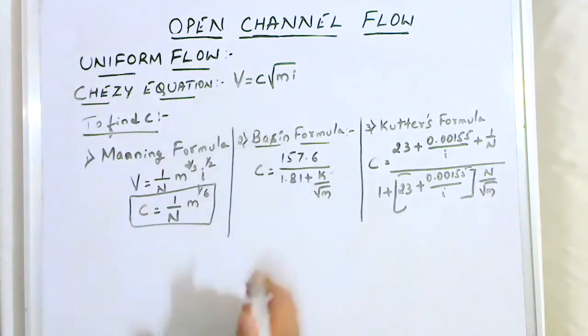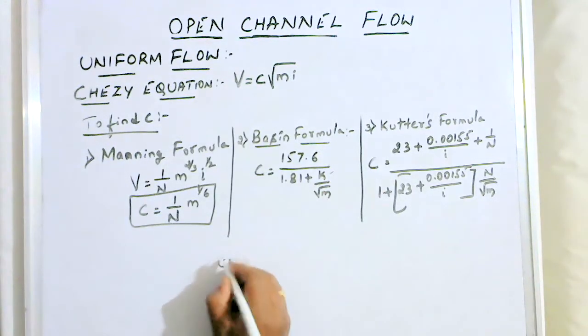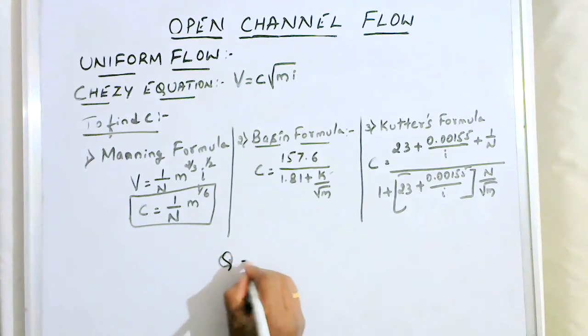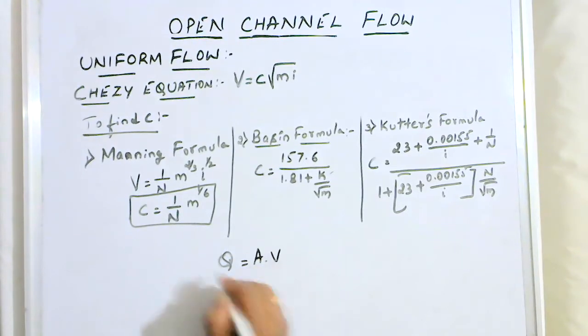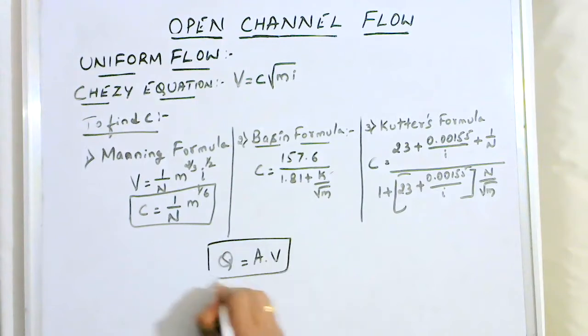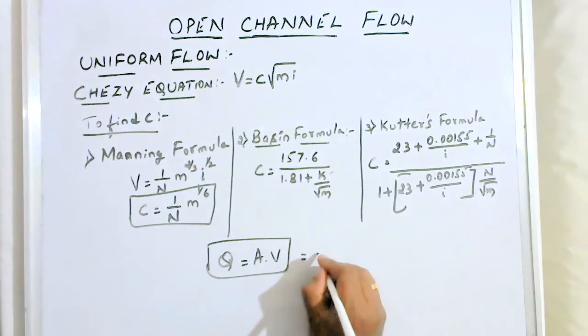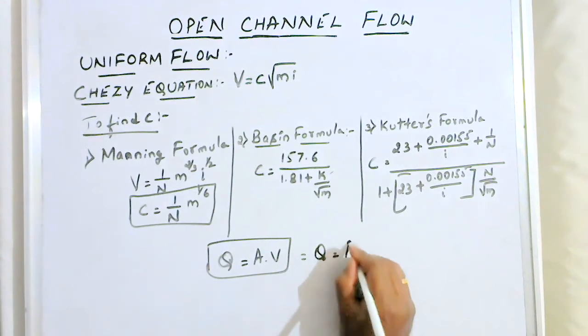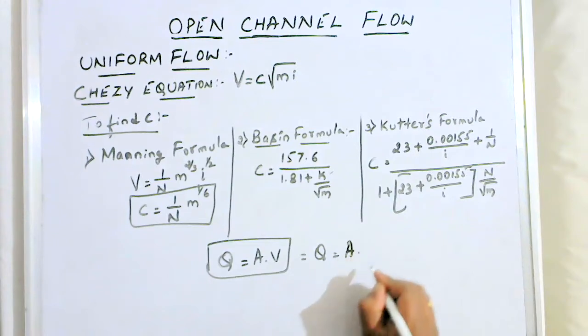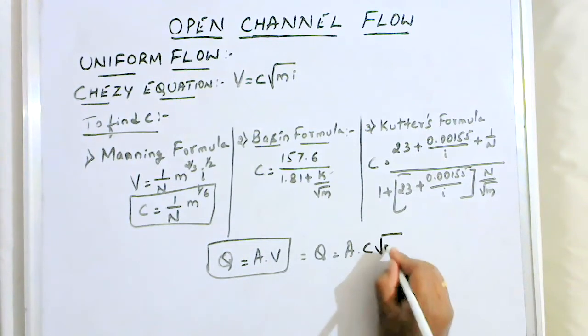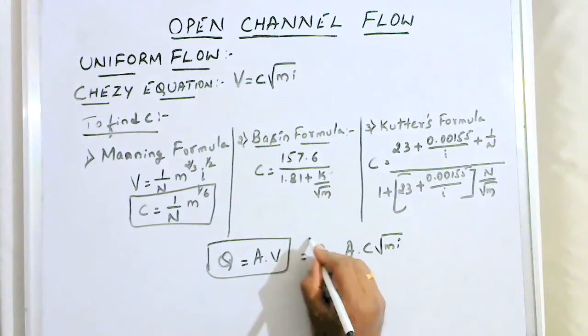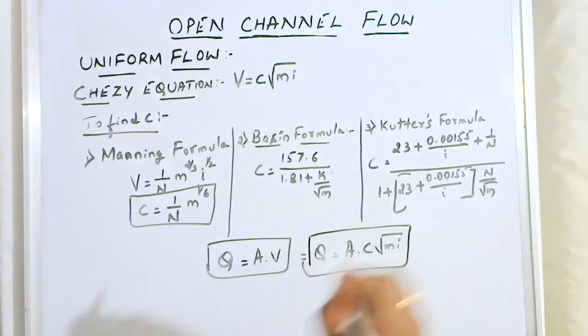Once you find the velocity, the discharge of the channel, that is Q, is equal to area of the channel multiplied by what? Velocity. You get the discharge. Or you can also write Q is equal to A into velocity, that is A C root of m I. This is the discharge equation. So this is how, in order to find the discharge, you should find the velocity.